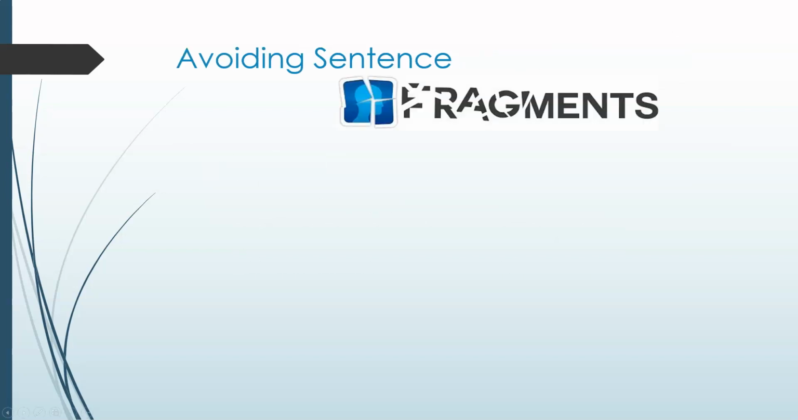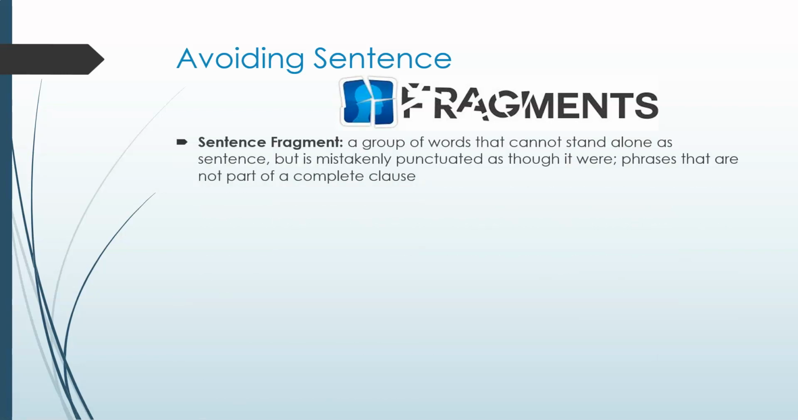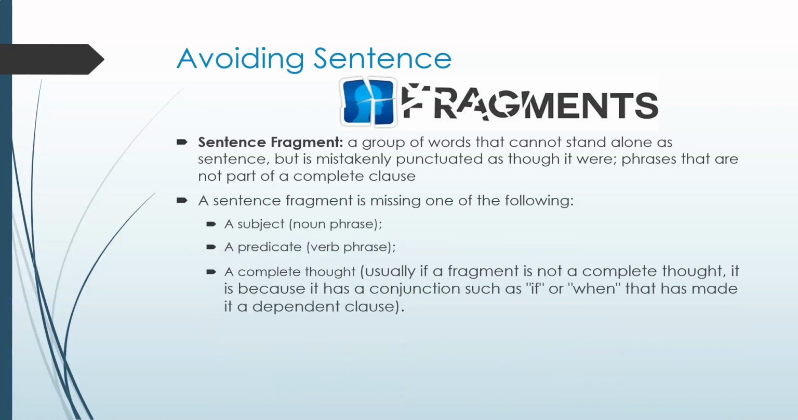The other type of common error is a sentence fragment. Sentence fragments are groups of words that cannot stand alone as a sentence, but are mistakenly punctuated as though they were. They are phrases that are not part of a complete clause. Therefore, a fragment is missing one or more of the following: a subject (noun phrase), a predicate (verb phrase), or a complete thought. Usually, if a fragment is not a complete thought, it's because it has a conjunction such as if or when that has made it a dependent clause.